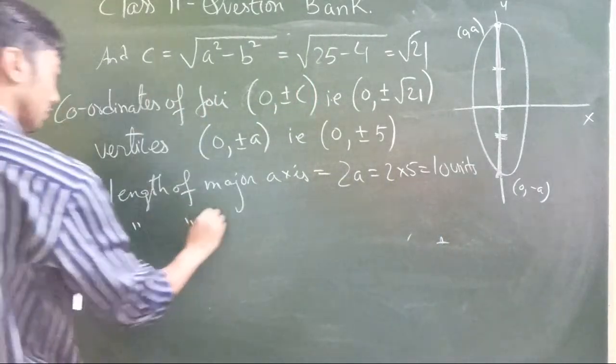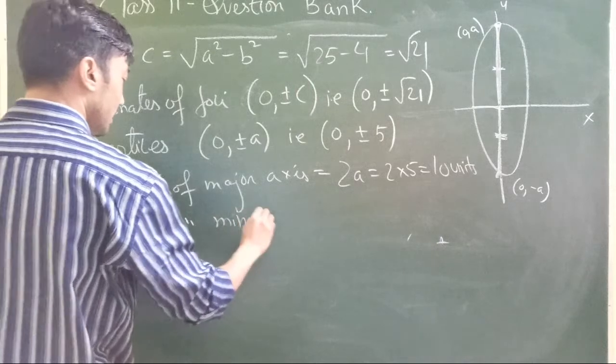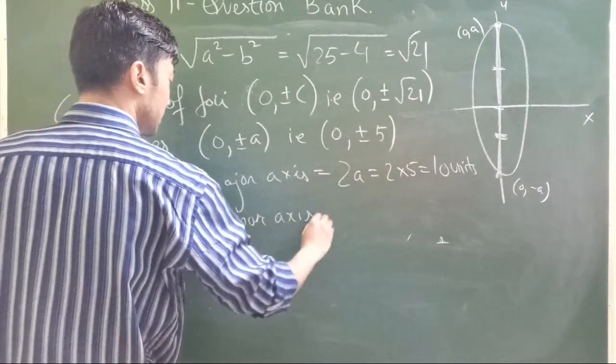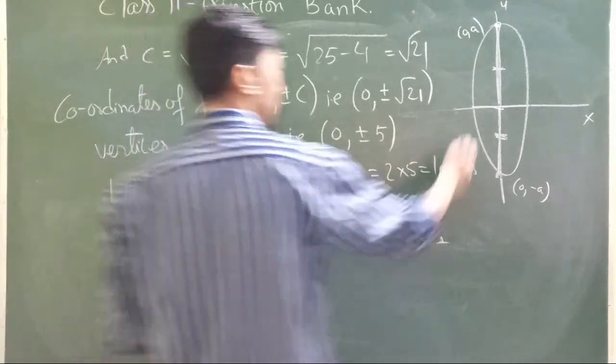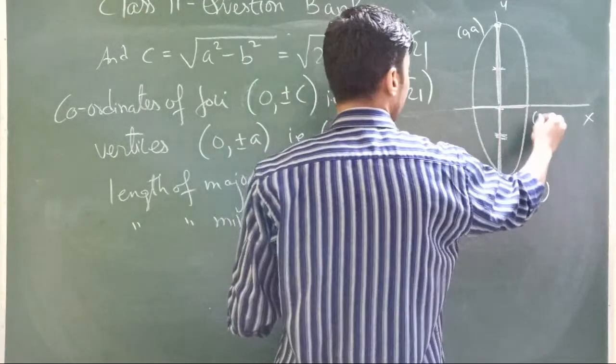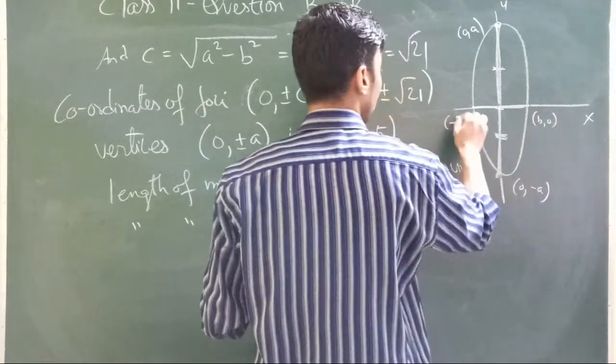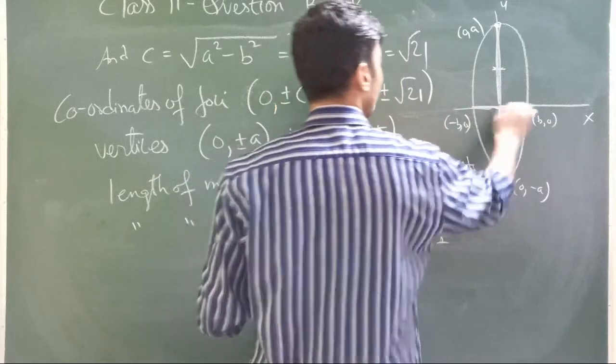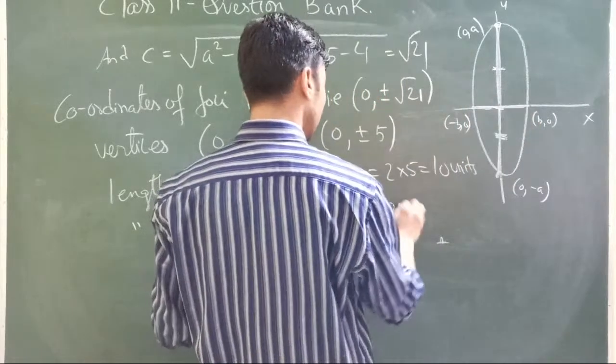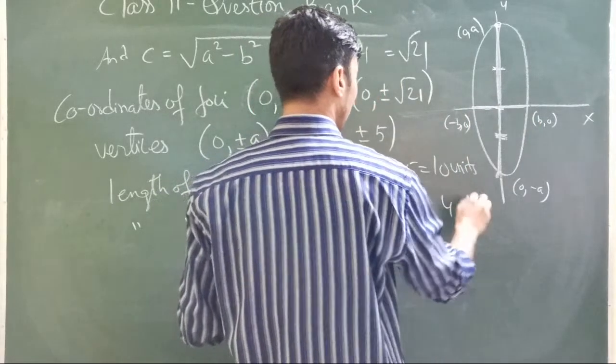Similarly, length of the minor axis. It's all about identifying your ellipse, the rest is very simple. For the minor axis, the vertices are b, 0 and minus b, 0. So that's going to be twice of b. So that's twice into 2, 4 units.